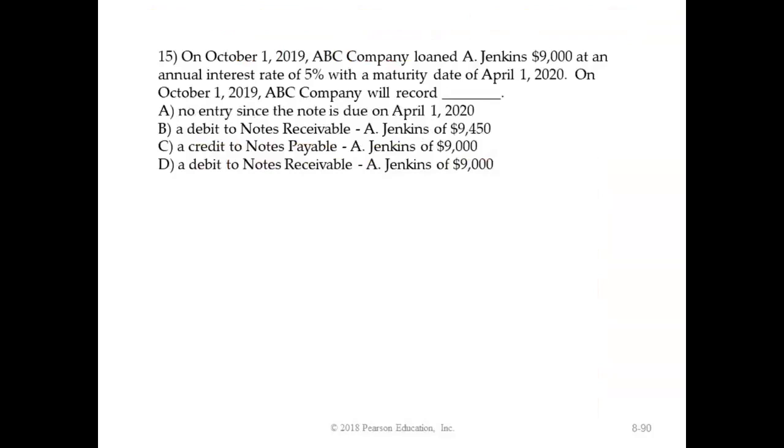So number 15. October 1st, 2019, ABC loaned A. Jenkins $9,000 at an annual rate of 5% with a maturity date of April 1st. So on October 1, ABC Company will report, actually this is going to be a debit to notes receivable for A. Jenkins for $9,000. And that is the case. So we're going to record the note receivable.